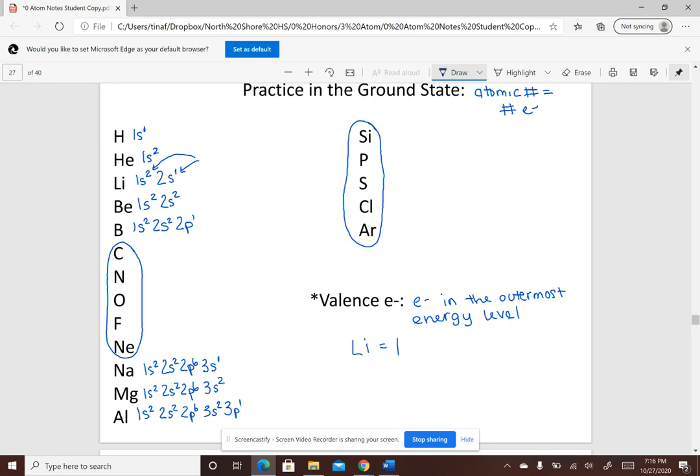Let's look at boron. So boron has 2 electrons in the first electron shell, but then there's 3 electrons in the second shell. And since the second shell is the outermost shell, boron has 3. Okay. I want you guys to go ahead and tell me how many valence electrons magnesium has. Okay.